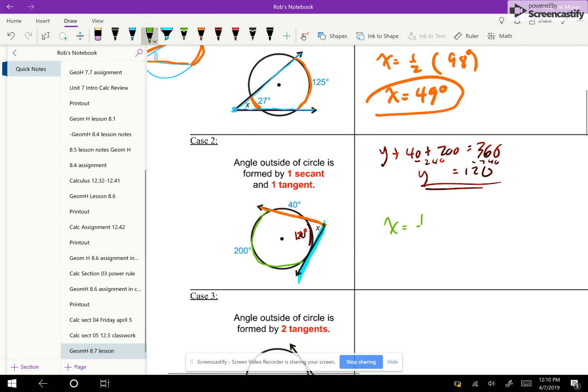Now that allows me to follow the formula. X is 1/2 the measure of the outer arc, which is 200, minus the inner arc, which is 120. This all ends up being 80. Half of 80 is 40 degrees.